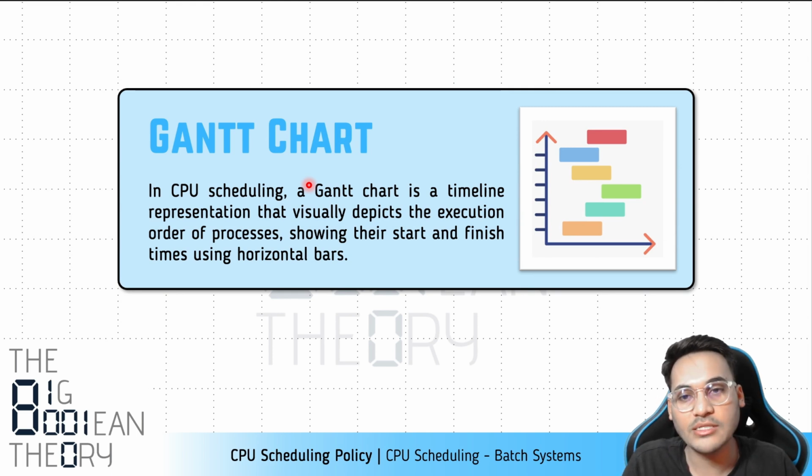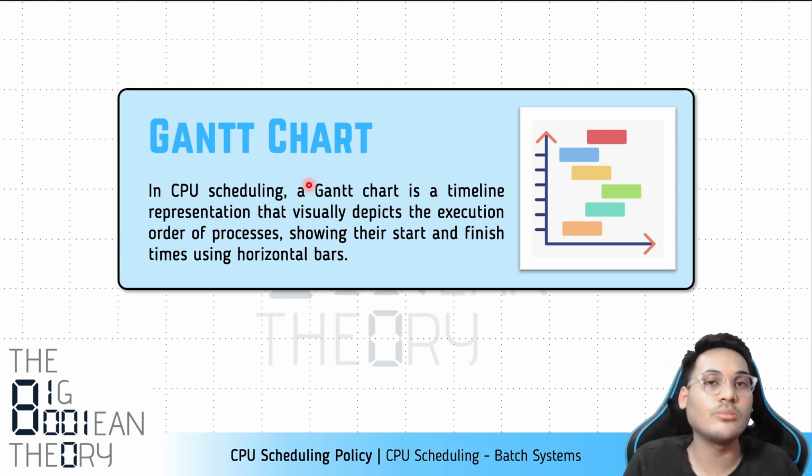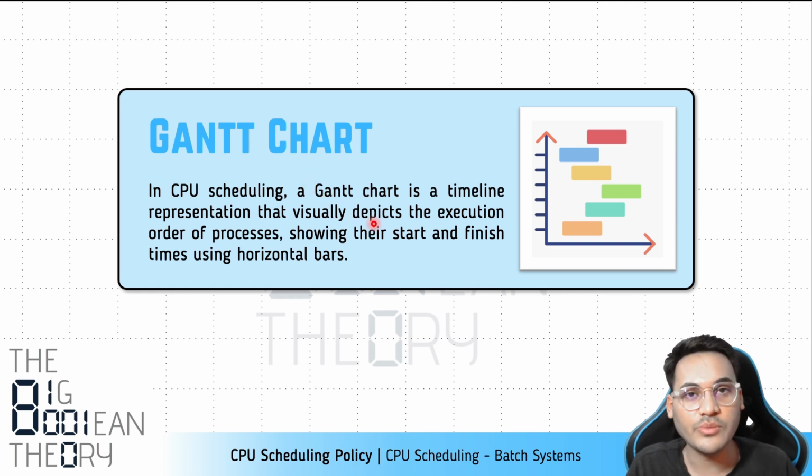Just like you have pie charts, you have bar charts. Similarly, we have a Gantt chart, and it is also applicable to CPU scheduling. Not just CPU scheduling, anywhere we are talking about timelines, a Gantt chart is a useful visualization. So basically, in the context of CPU scheduling, a Gantt chart is a timeline representation that visually depicts the execution order of processes. This is important.